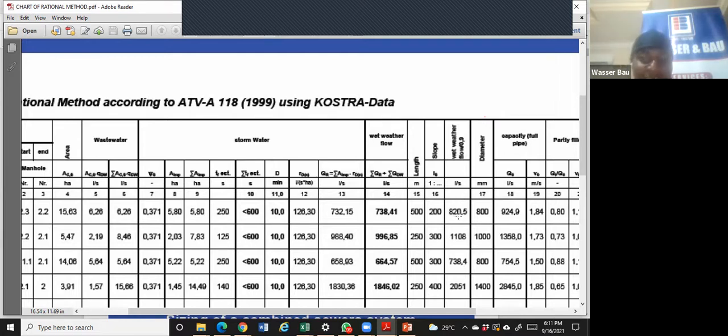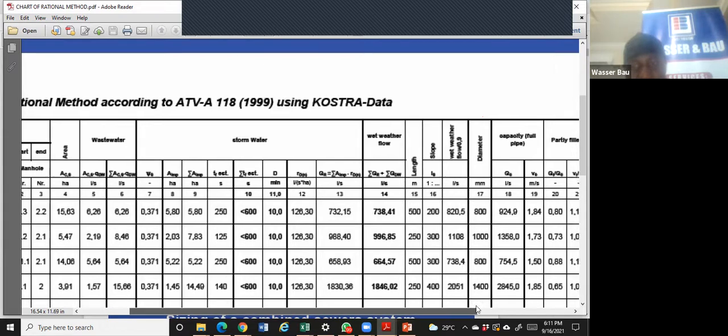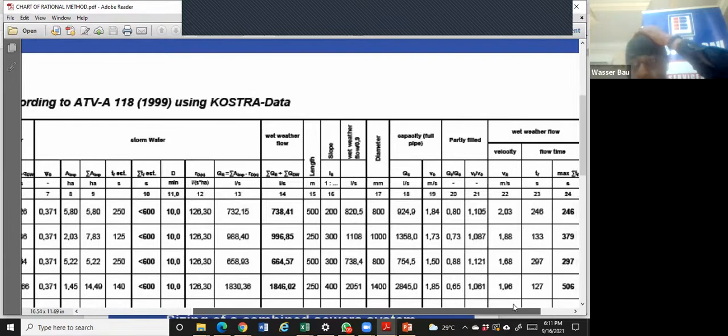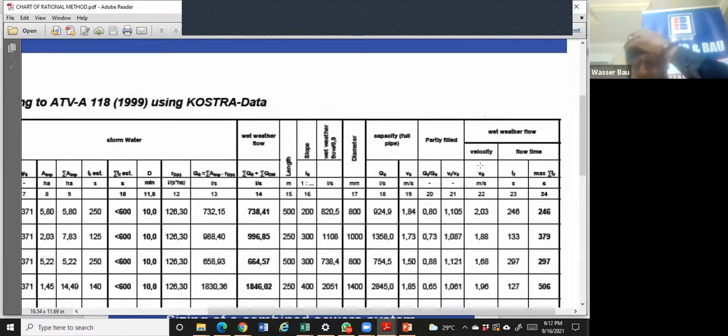Then you go to your charts and you read your charts, and we discover that the pipe size will be 800 millimeters. And so on and so forth. Then here is velocity. So from the charts, you read out the velocity, and you read out other parameters. But technically, our job stops at this diameter. All these other ones are for academic purposes, just to ensure we can check.